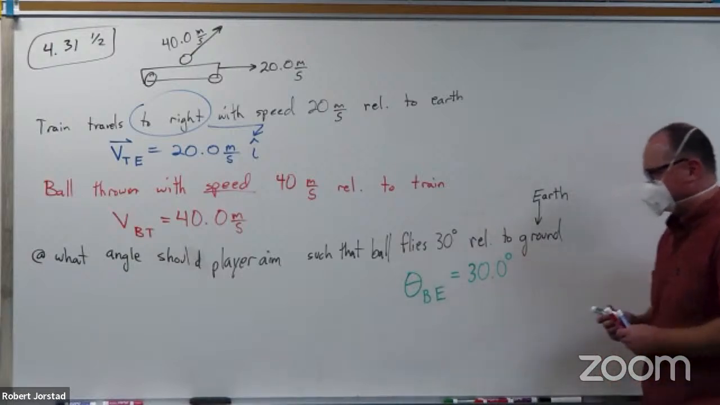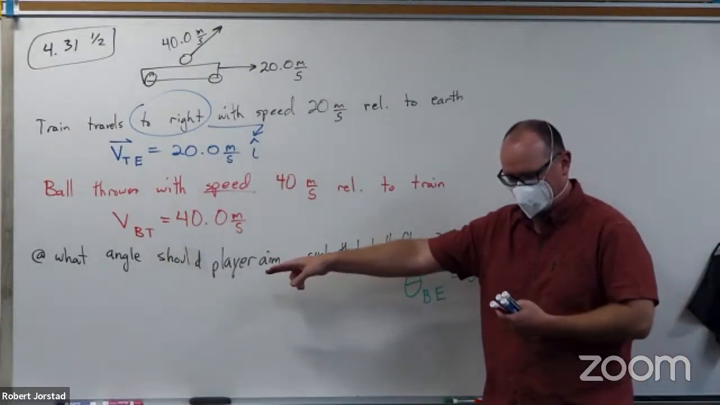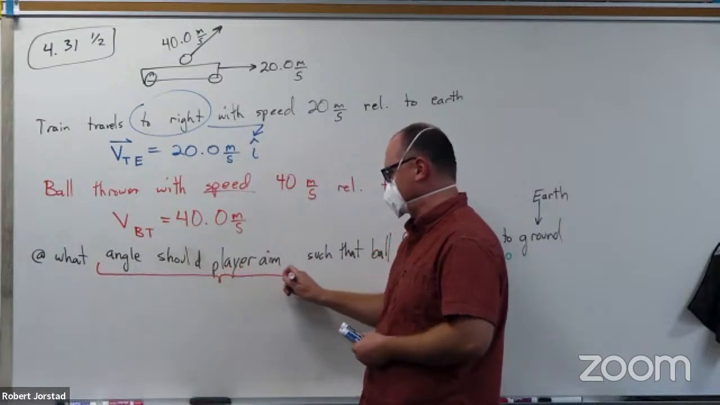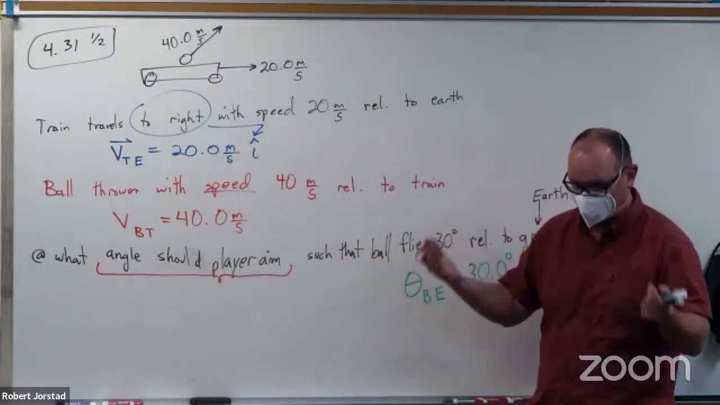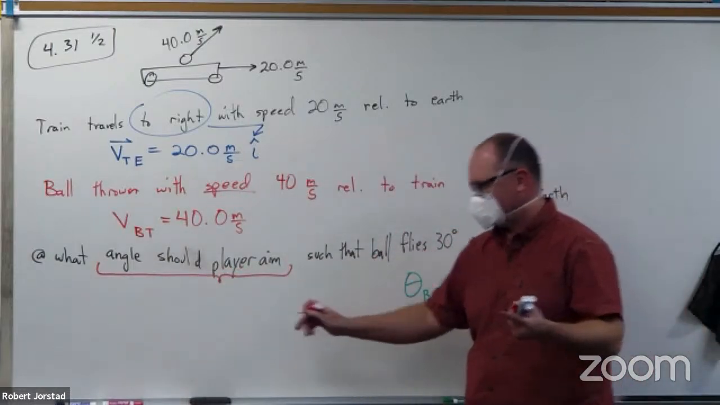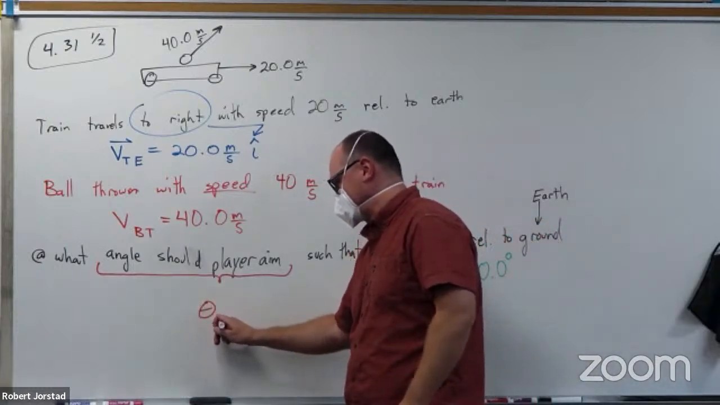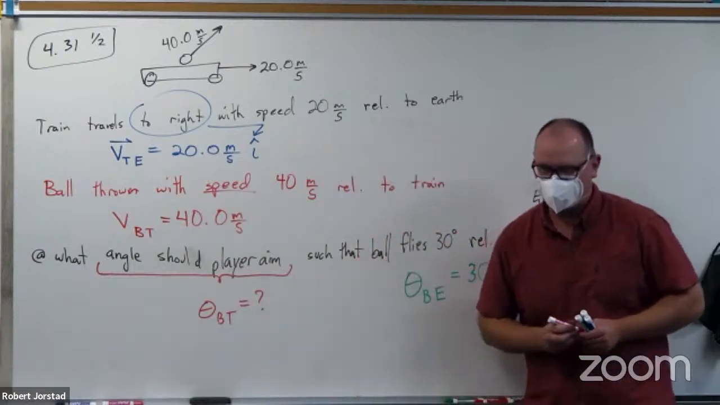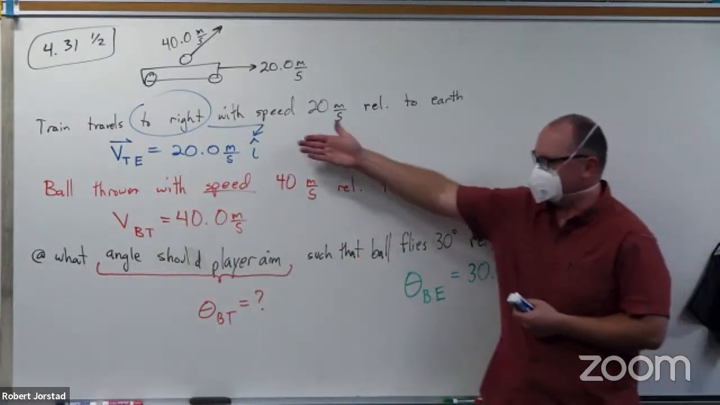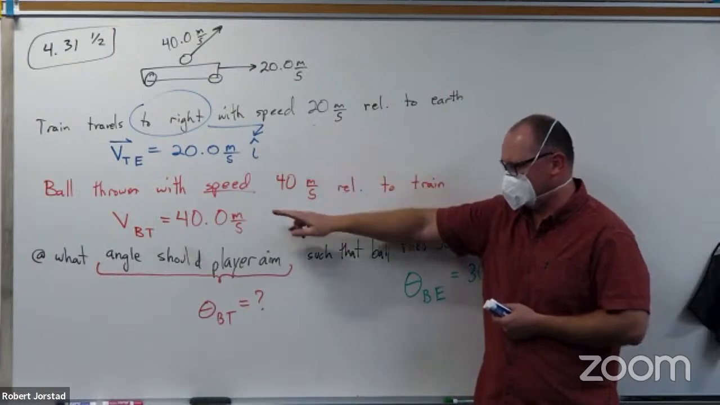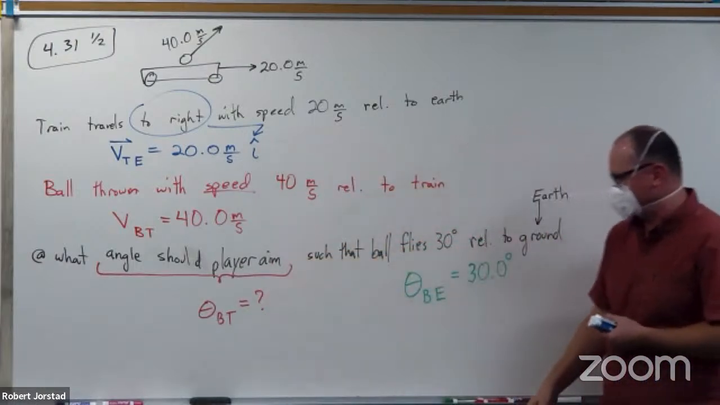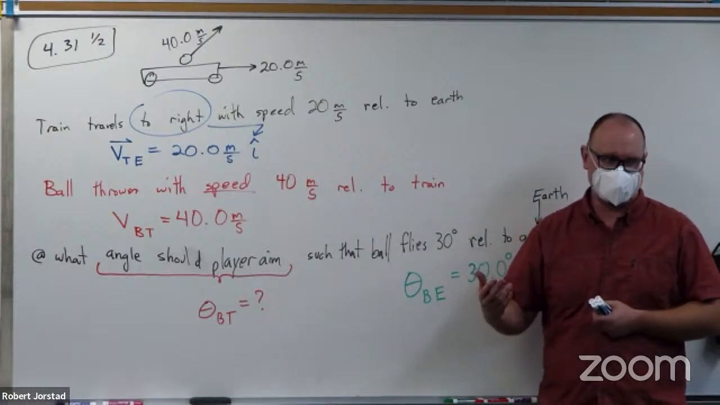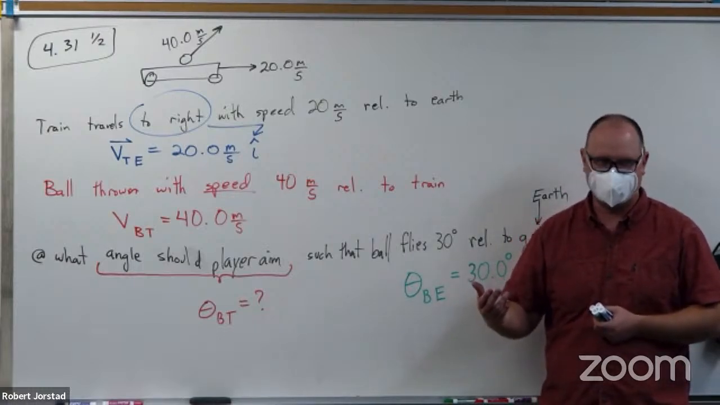Okay? What are we looking for? Angle player should aim is what? Theta BT. The player is linked to the train. That's what you got to look for. So notice we've got one vector in its entirety. We've got one magnitude, but we're looking for the angle. The other one, we know the angle, but we don't know the magnitude. Do you see how this problem could get nasty in a hurry?